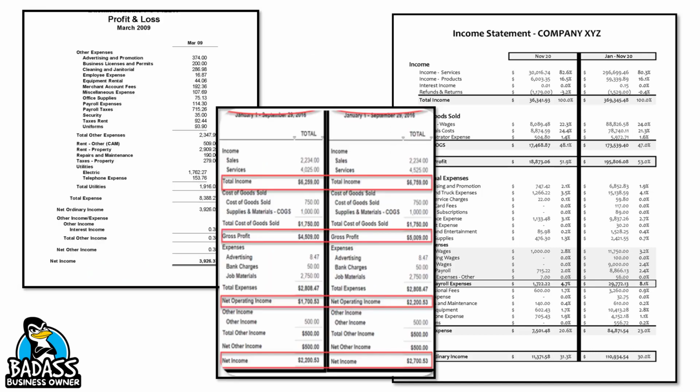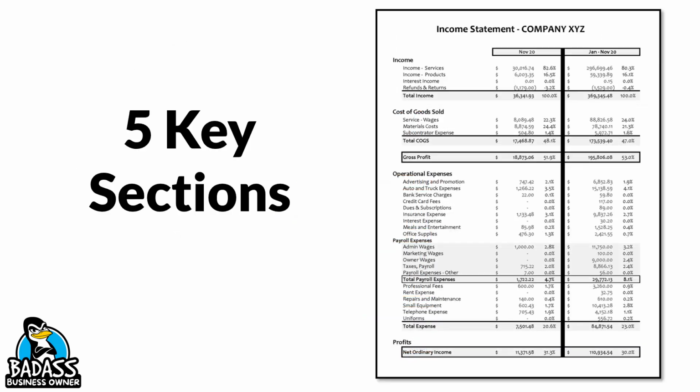Now, there's going to be a couple different versions of a P&L that are out there. Don't get hung up on the way that yours happens to look. They all have the exact same 5 key sections, and that's what we're going to take a look at so you know what those 5 sections are.